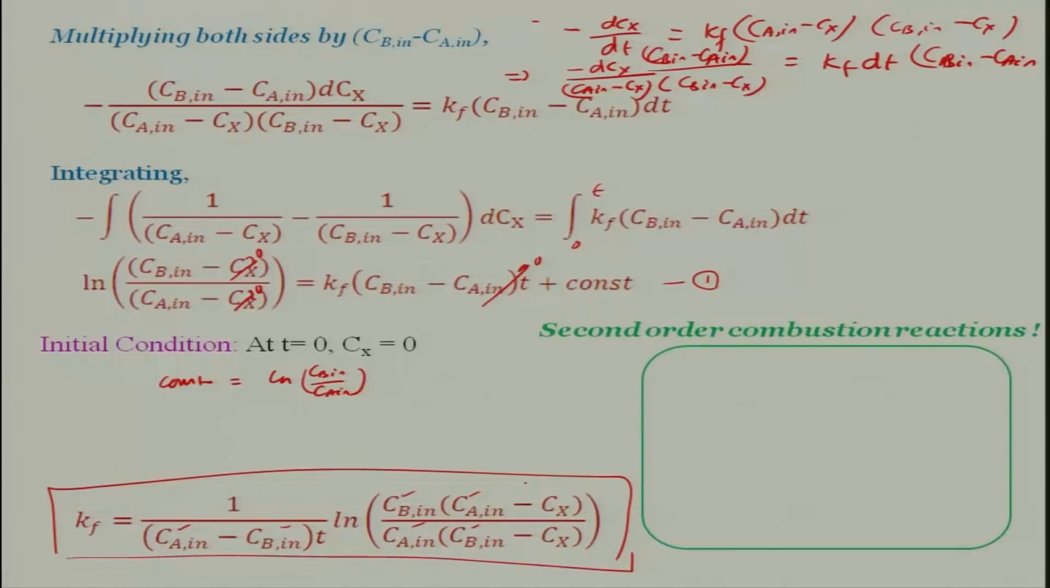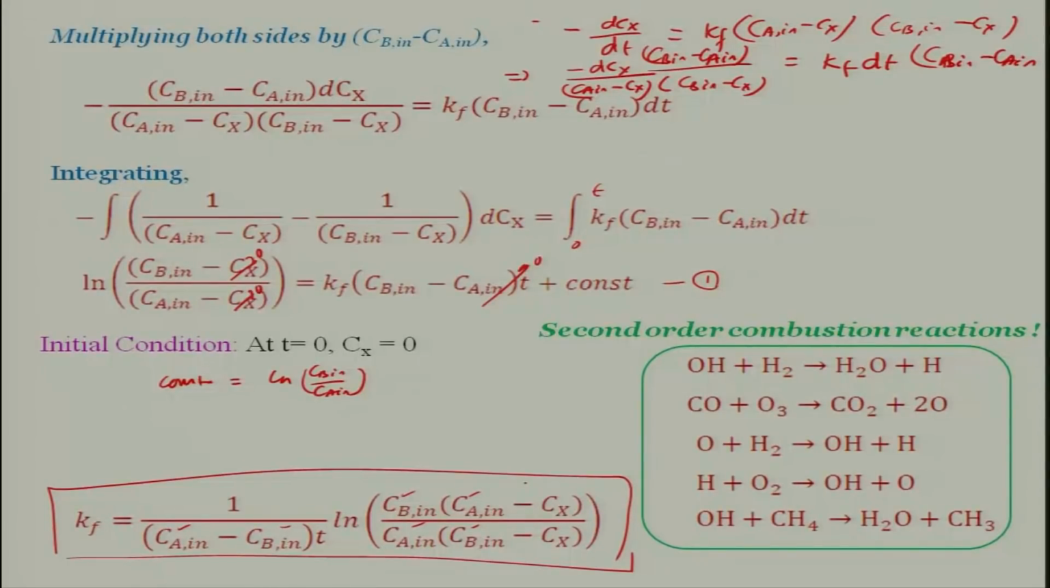There are several second order combustion reactions which take place at the elemental level. For example, OH reacts with hydrogen to give water and H atom, and CO plus oxygen gives CO2 and O, and O reacts with hydrogen to give OH plus H, and H reacts with O2 to give OH plus O, and OH reacts with methane to give water and CH3. Some examples I have given here, but there might be several others.